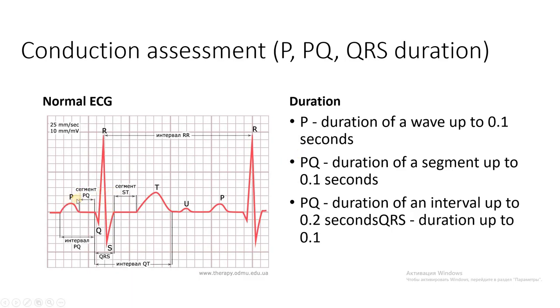If the P wave is more than 0.1, this can be an atrial block. If the PQ interval is more than 0.2, this may be AV block. And if the QRS complex is more than 0.1, this may be interventricular block.